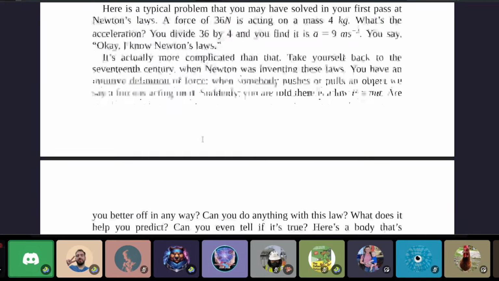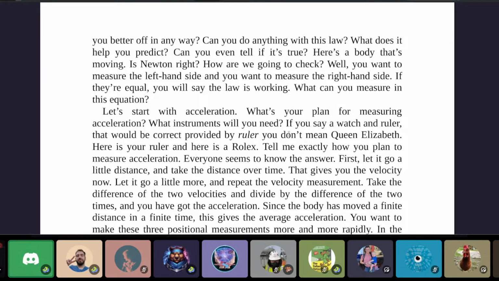One more page. Yeah. Oh, good GPS. Oh, wait. I think you were there. Here's a body that's moving. That you're in it now. Can you tell if it's true? Third line. Oh yeah. Better off in any way.